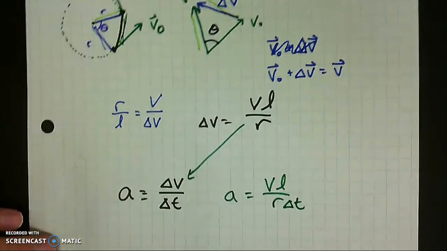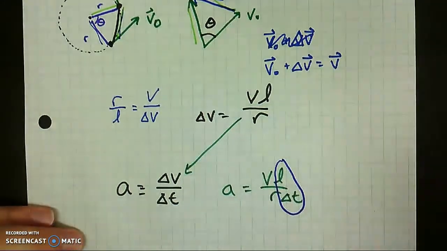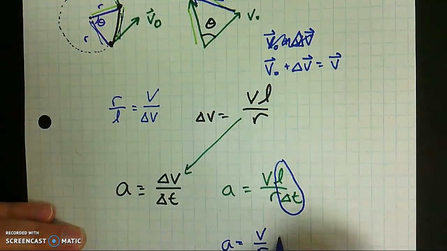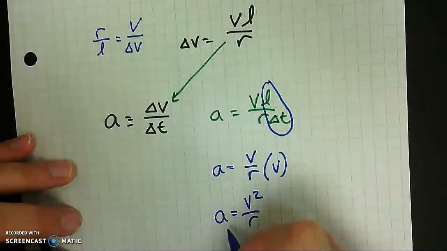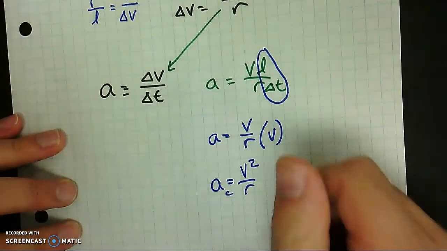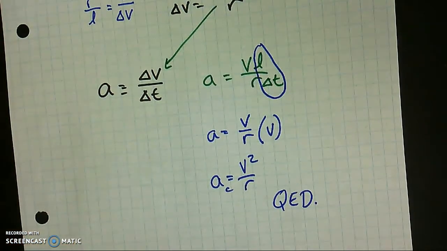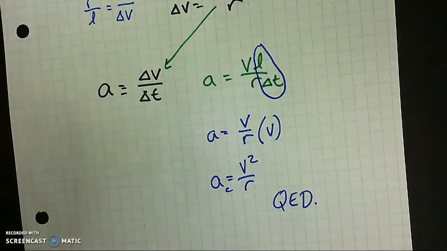Okay? Next thing, what is this L over delta T? That's basically a distance divided by time, so that's basically a v. So now I have v over R times v, which simplifies to v squared over R, which is my centripetal acceleration equation. And remember, I say QED, which is Latin for quod erat demonstrandum. It means that which was to be demonstrated. I demonstrated that which I tried to demonstrate. I proved that the centripetal acceleration is equal to v squared over R.